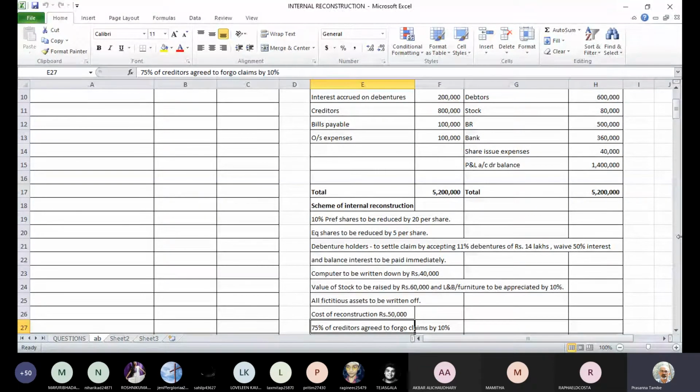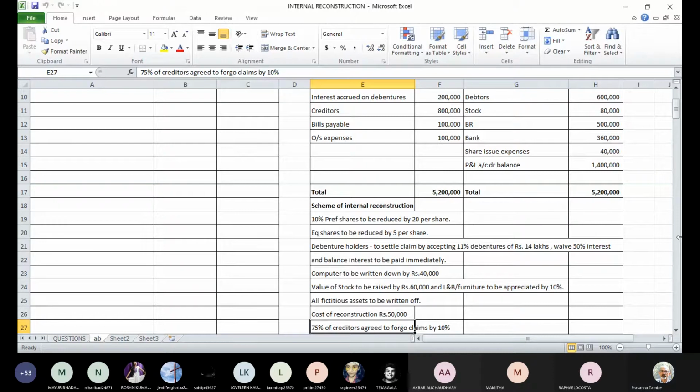Computers to be written down by 40,000. So you are going to write off computers to the extent of 40,000 rupees. Then value of stock to be raised by 60,000, and land and building and furniture to be appreciated by 10%. So a few assets are increased in value, appreciation. Couple of them like computers are to be written down by 40,000. We are going to write off all fictitious assets. So whatever is your fictitious asset in the balance sheet which does not have value on realization, that will need a write-off.